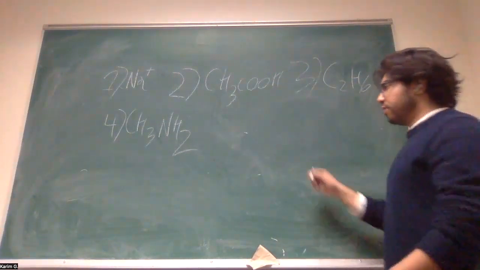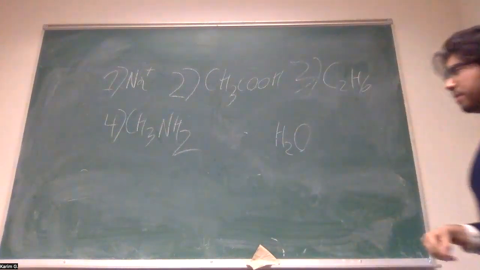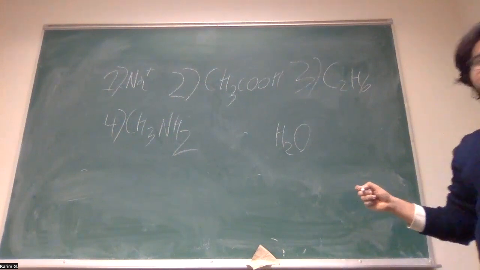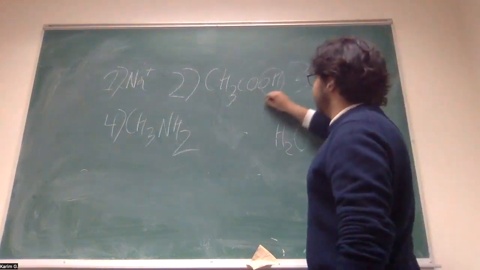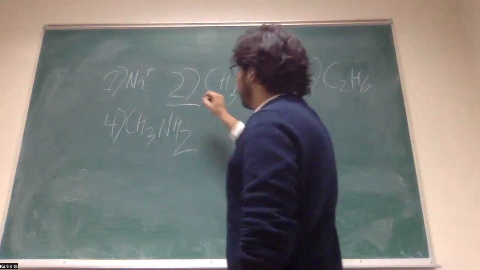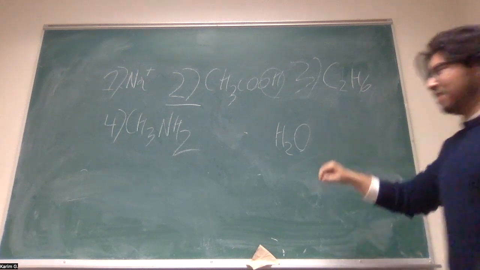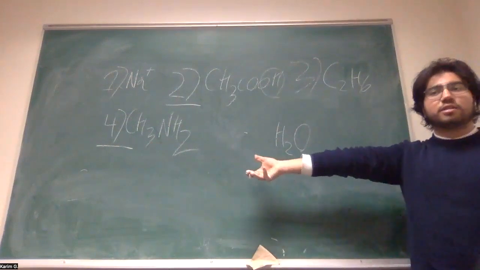So if we have water, which one of these can hydrogen bond to water? Acetic acid, right? Because you have this bond right here. So that's an option. And then who else? I don't know what that is either. But yeah, it's 4, right? Because you have this N bonded to an H.